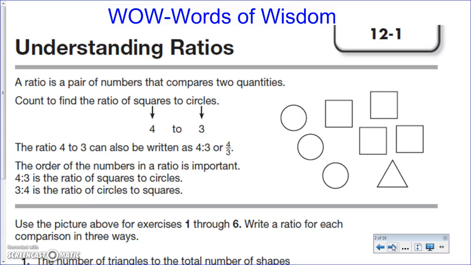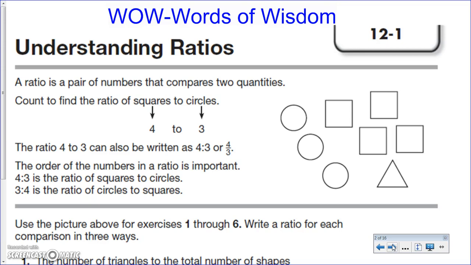Understanding ratios. A ratio is a pair of numbers that compares two quantities. Count to find the ratio of squares to circles. So in our group over here to the right, we can see we have 4 squares to 3 circles. So the ratio 4 to 3 can also be written 4:3 or 4/3 as a fraction.